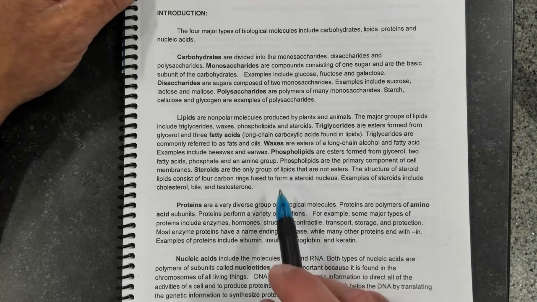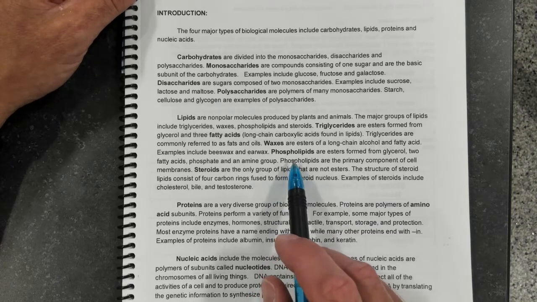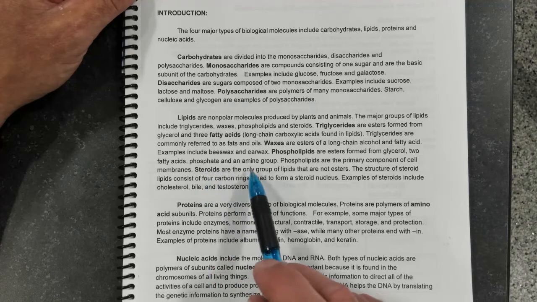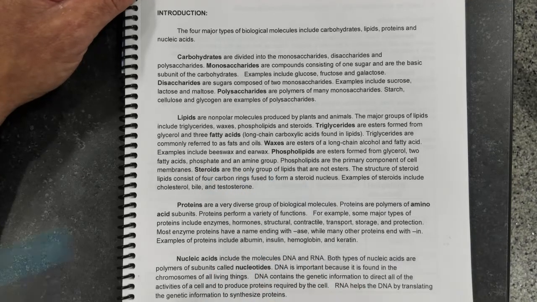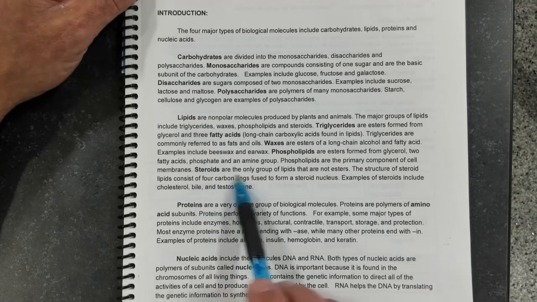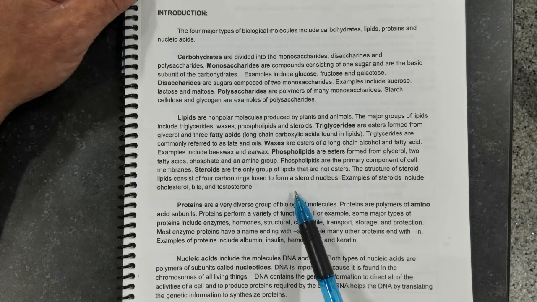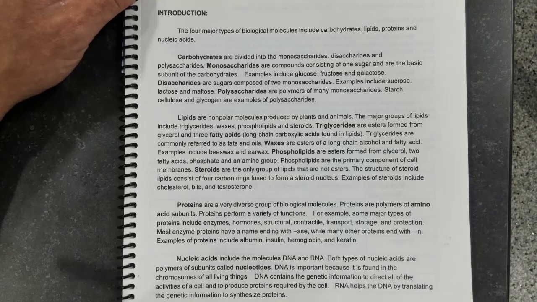And phospholipids are formed by glycerol, two fatty acids, a phosphate group, and an amino group. Phospholipids comprise the cellular membrane. Steroids are the only group of lipids that are not esters. Steroid structure consists of four carbon rings that are fused. They form a nucleus, and then this nucleus is modified by side chains. So cholesterol, bile, and testosterone are examples of steroids.